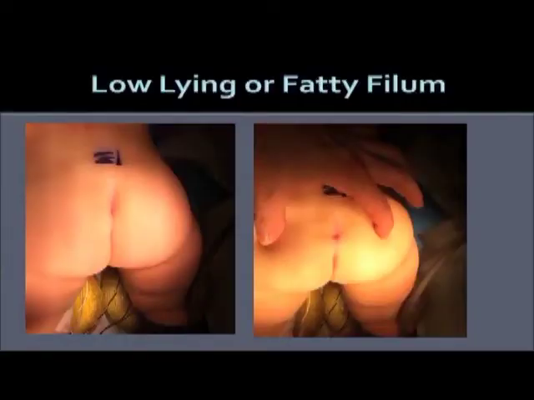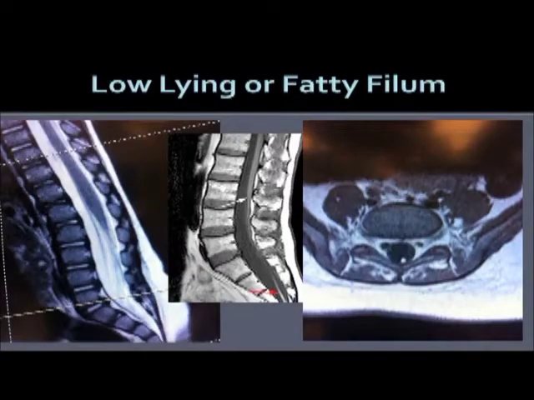So again, this is a patient that we treated for low-lying spinal cord. There's a dimple that's a little bit high that you can see in the right-sided picture, and then the imaging studies on this patient demonstrated that the spinal cord was a little bit low, the filum was thickened and had some fat in it. The picture on the left and the picture in the center are different patients, but both presenting with similar symptoms and findings.